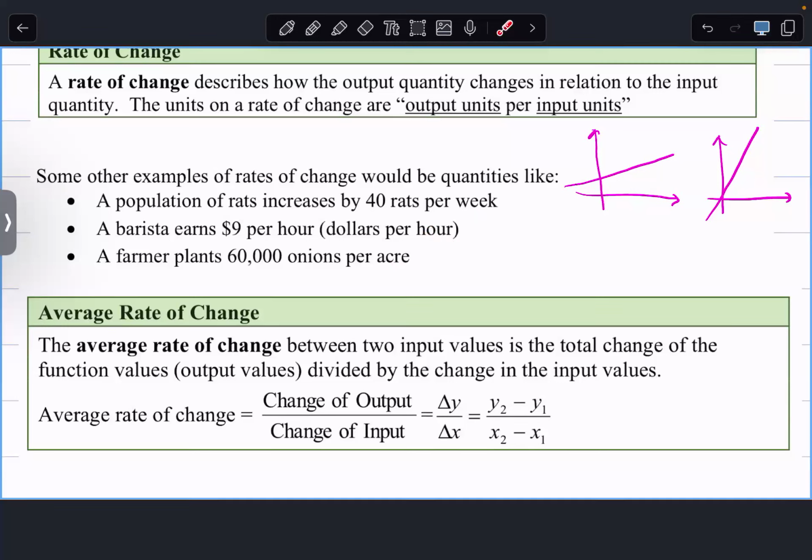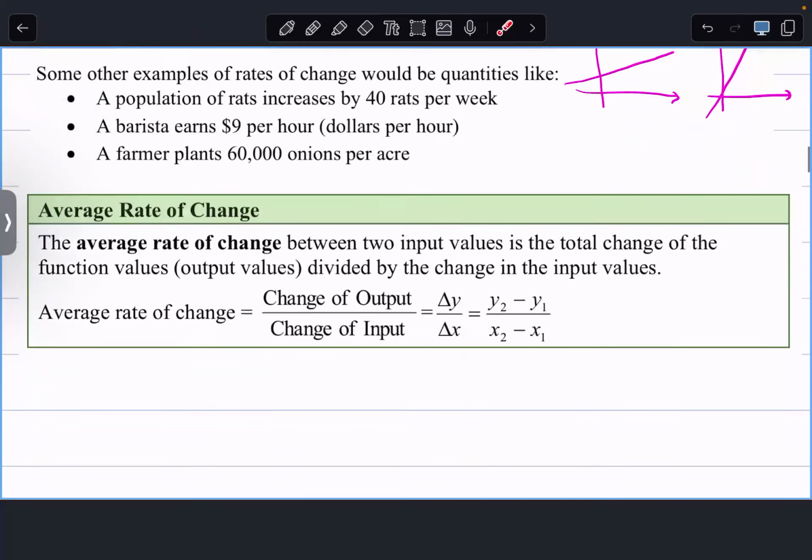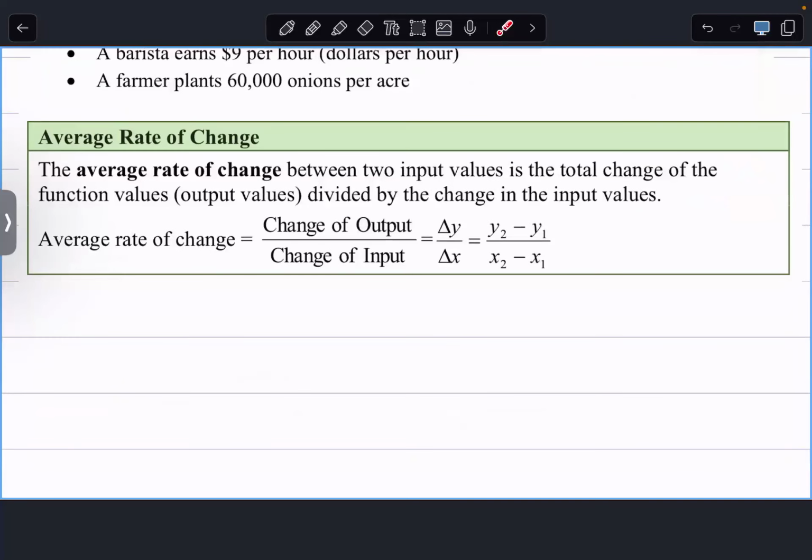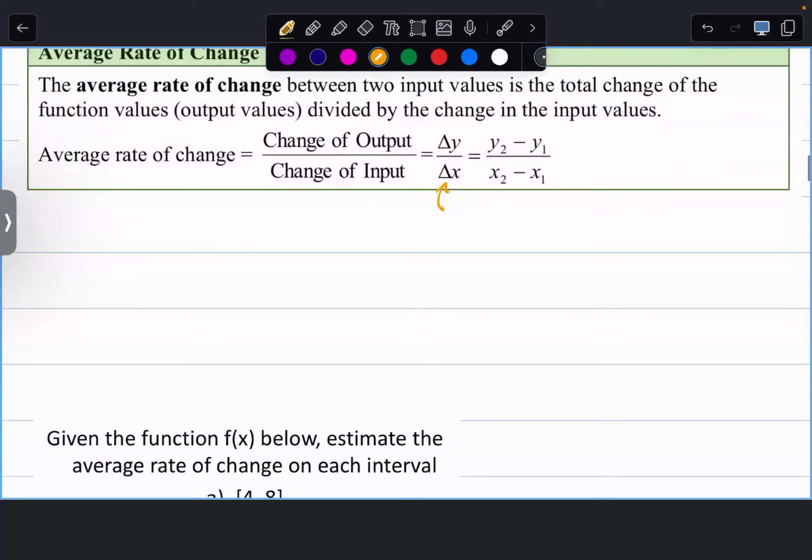Okay, so the average rate of change between two input values, right, is the total change. So the average rate of change, you're going to be talking about the change of the output over the change of the input, which we can denote by delta. Delta is change.